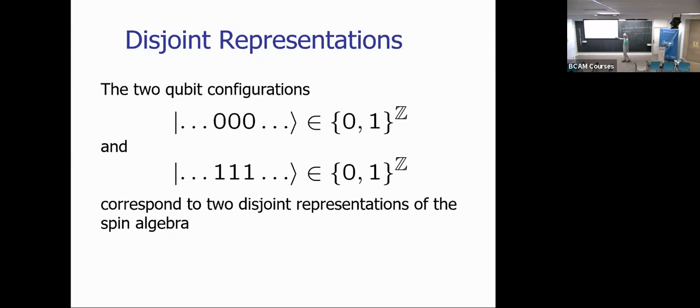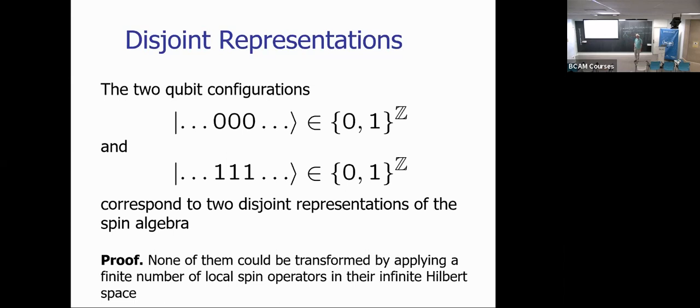Okay, so let us consider this configuration where we assign the qubit zero to every lattice point, and let us consider another configuration where we assign the qubit one to each lattice point. Now one can argue that these two particular states correspond to two disjoint representations of the spin algebra. Why is this the case? Well, intuitively, we can prove it quite straightforwardly. Neither of these two configurations can be transformed from the other one by applying a finite number of only local spin operators in their corresponding Hilbert spaces.